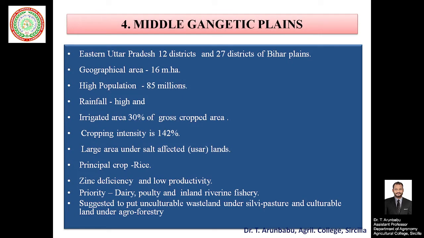So coming to the middle Gangetic plain, it consists of Eastern Uttar Pradesh 12 districts and 27 districts of Bihar plains, and the geographical area is 16 million hectare, and a high population, that is 85 millions, can be observed in this area. And the cropping intensity, that is gross cropped area by net cropped area, is 142%, and the principal crop rice is grown in this region.